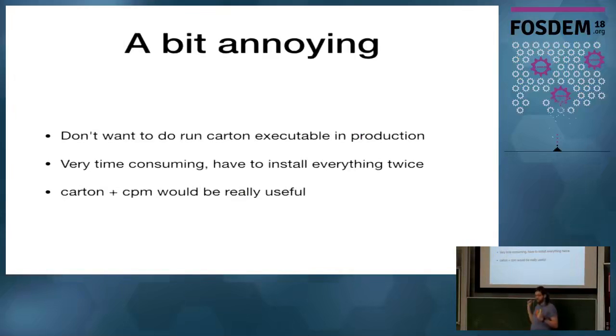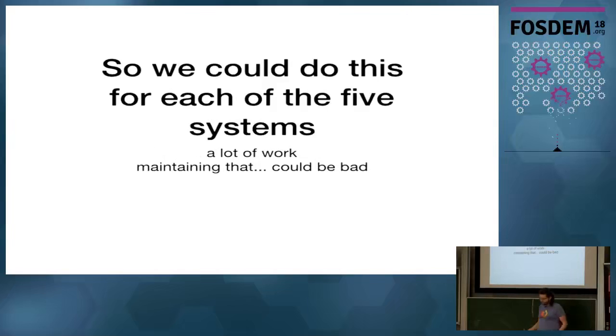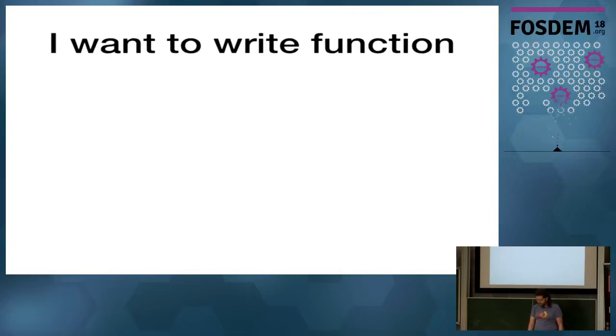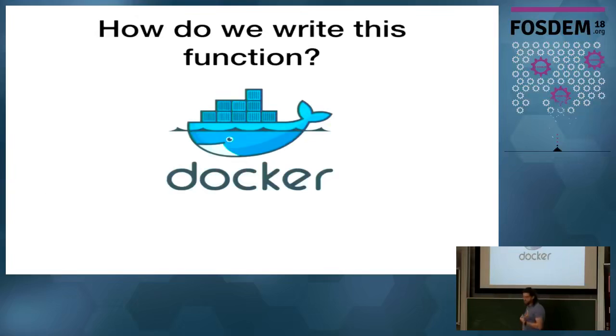This does involve a bit of annoying steps, though, and I think it would be frustrating to do this for 5 different systems. So I wondered about abstracting it. I kind of think we could use something like a function over the operating system, over the Linux distribution, the Perl version, and the list of dependencies, and it could spit out what it is. So it would be nice to write such a function. However, it's not really possible, but we have Docker, so we can do something similar to writing a function that operates on a system.